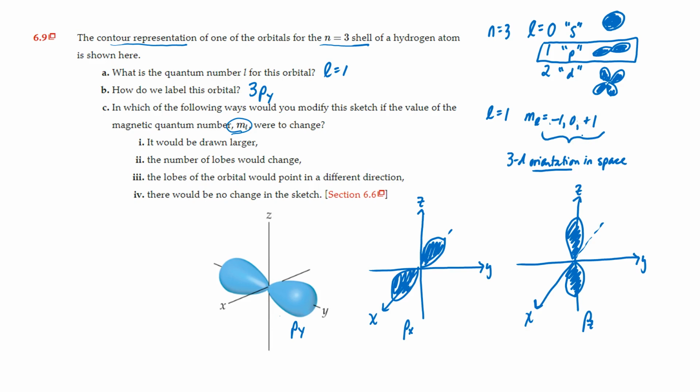So can we answer the question? In which of the following ways would you modify this sketch if the value of m sub L were to change? It would be drawn larger. No. The number of lobes would change. No. Look, in all of my sketches, I still have 2 lobes. The lobes of the orbital would point in a different direction. Yes, I think that's it, right? Is it on the y, or is it on the x, or is it on the z axis? This one, there would be no change.